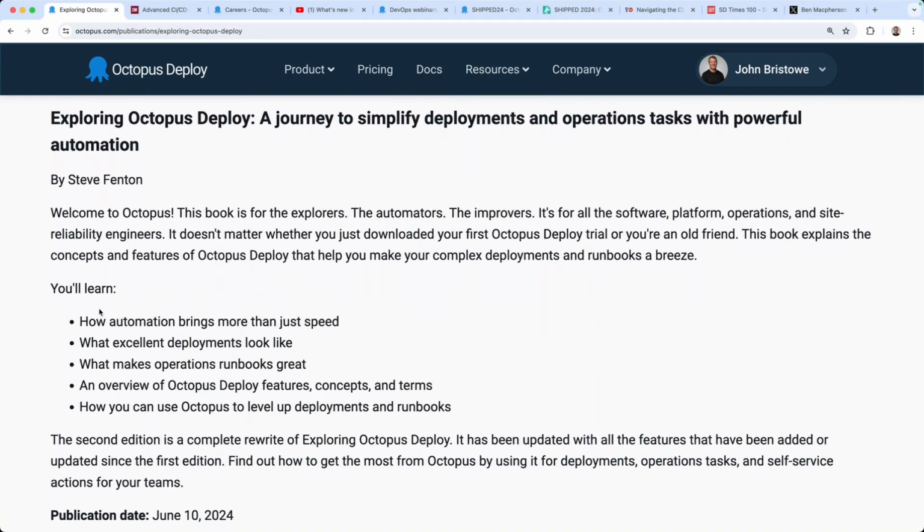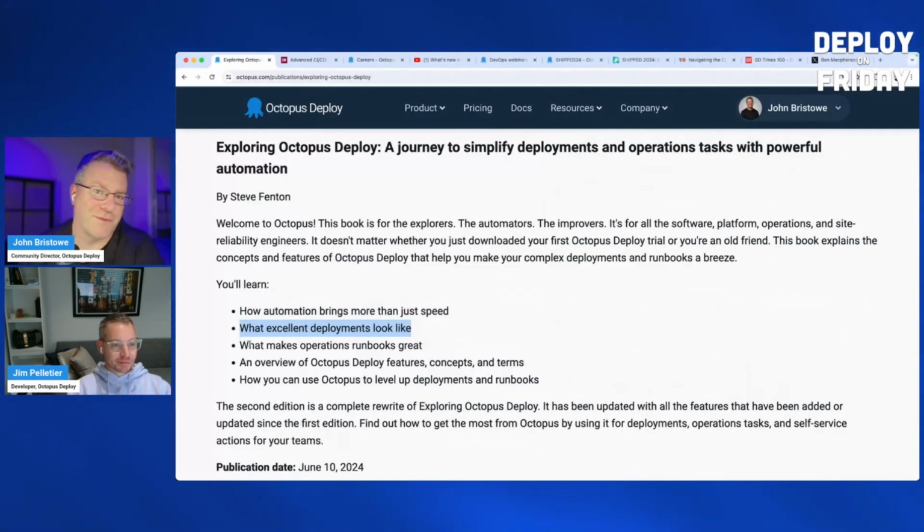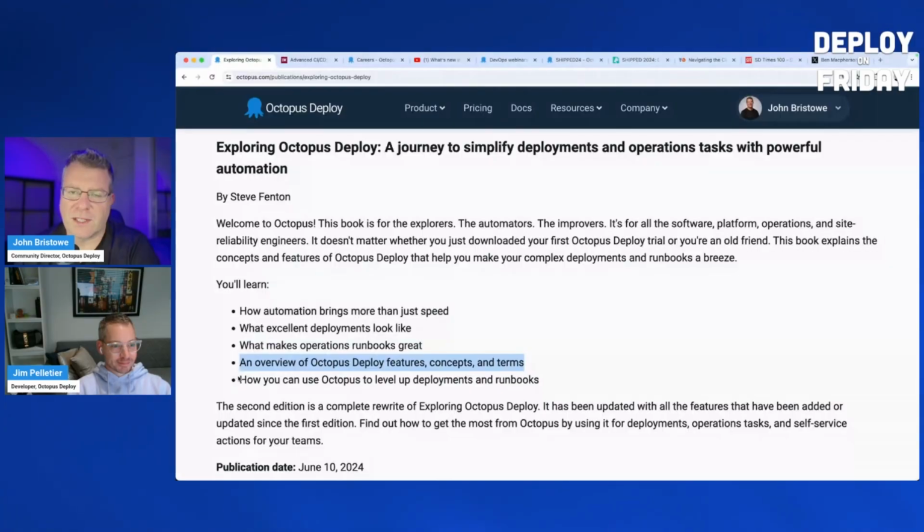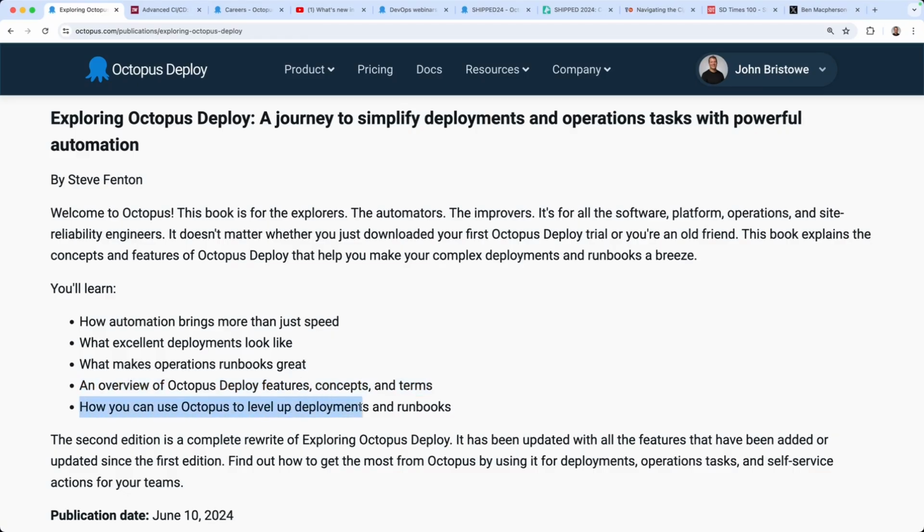So in the book, you'll learn how automation brings more than just speed, what excellent deployments look like. So probably one of those 5 deployment patterns that he talked about on the Newsstack article. What makes Operation Runbooks great. An overview of Octopus Deploy features, concepts, and terms. This is what you'll pick up if you attend my 101 webinar series. And then finally, how can you use Octopus to level up deployments and runbooks?